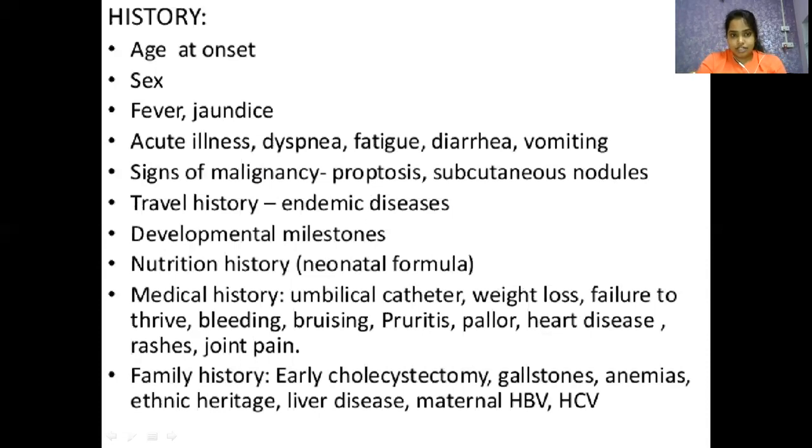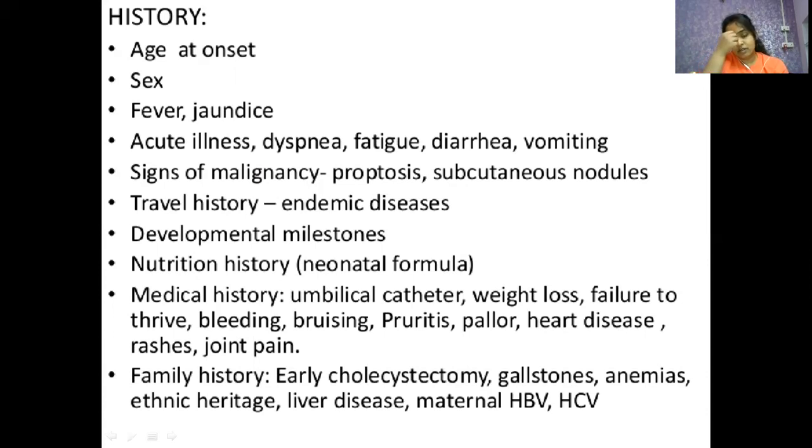Now come to the history. If we find hepatomegaly, first take the history: age at onset, sex, fever and jaundice, acute illness, dyspnea, fatigue, diarrhea, and vomiting. Signs of malignancy include proptosis and subcutaneous nodules. Also take travel history and endemic disease.